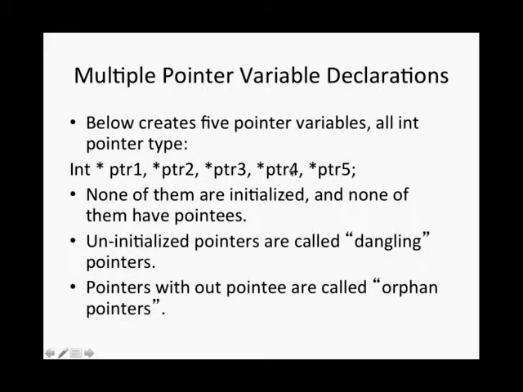You could declare multiple pointer variables in one line. I prefer not to do that. If I have int asterisk ptr1, asterisk ptr2, asterisk ptr3, asterisk ptr4, these are all int type pointers. They can store variable addresses of int type, up to 5. None of them are initialized, none of them have pointees. Uninitialized pointers are called dangling pointers. Pointers without a pointee are called orphan pointers.